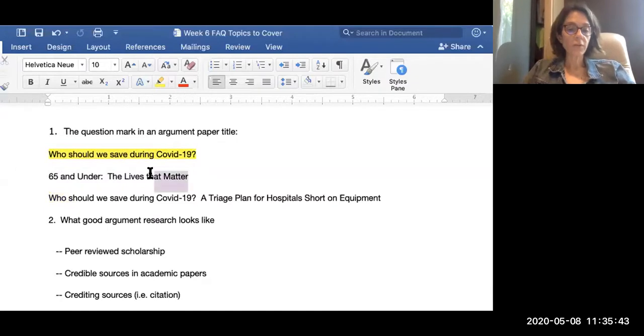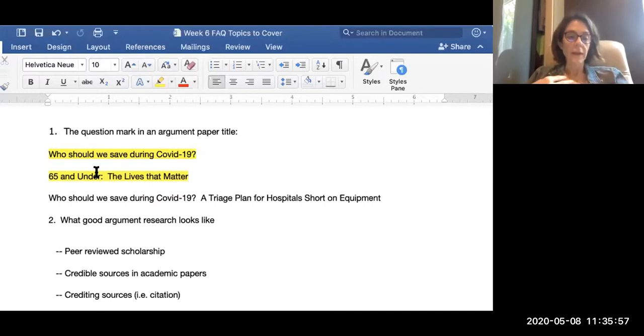And so a way to do this for academic audiences and to still be creative is something like this, right? 65 and under, the lives that matter. When you write something like this, it's thought-provoking as well, but it also signals the position that you're taking. And in academic papers, we often use a 2-part title. It's pretty formal, but it also allows you to introduce the idea of what the paper's about, and then follow that up with the position that you take, okay? And so here it's 65 and under, the lives that matter. So this is for like a basic argument, right? Basic argument kind of title. It can work for a lot of different forms of arguments.